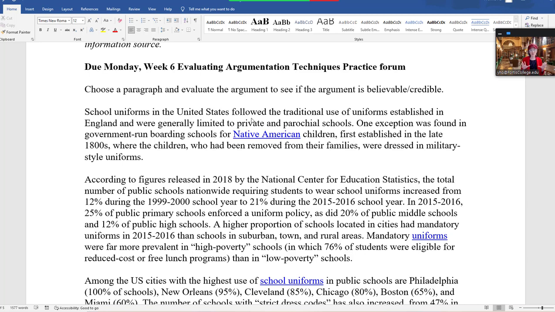So the purpose of your week 5 practice forum is to learn to recognize when something is credible, when something is to be believed, so that you can tell the difference between fact and fiction, and between propaganda and fake news, okay?